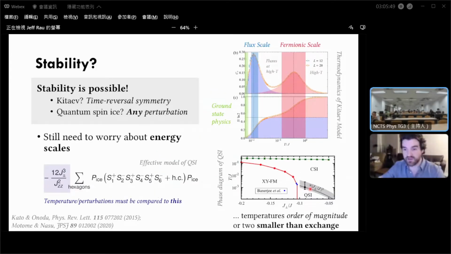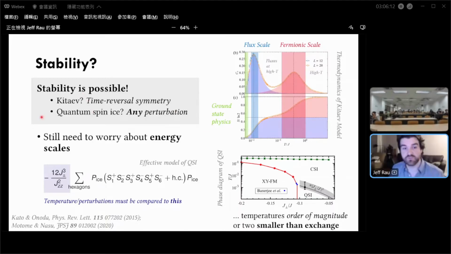That we've gotten close enough to this phase that it's there, right? So stability is something that's very much possible. For the KDEV model, it's stable to pretty much all perturbations except those that break time reversal or maybe inversion. And for quantum spin ice, it's stable to arbitrary perturbations. Any perturbation at all, so long as it's small enough, will not break that state.